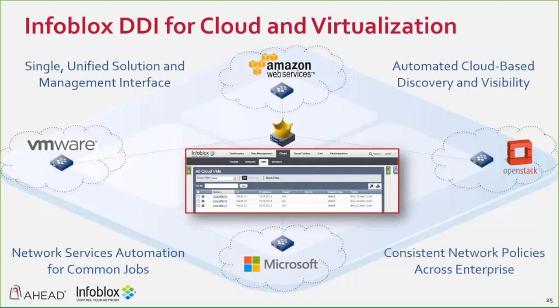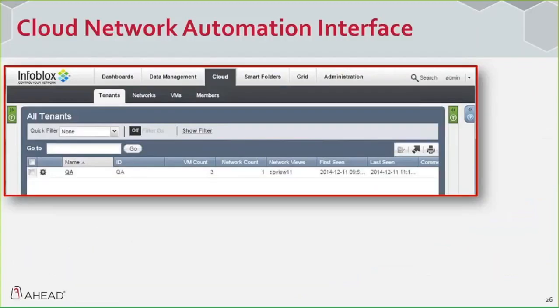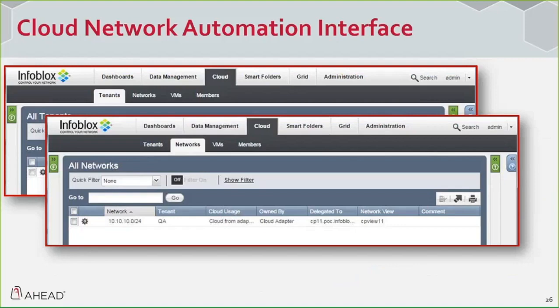And then finally, having consistency becomes very important for availability, for compliance, for auditing, because you want your VMware world to look like AWS, look like on-prem. And by having that single platform, we can do that to ensure consistency from your network policies across the entire enterprise.